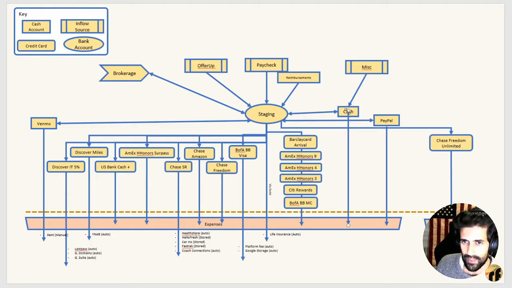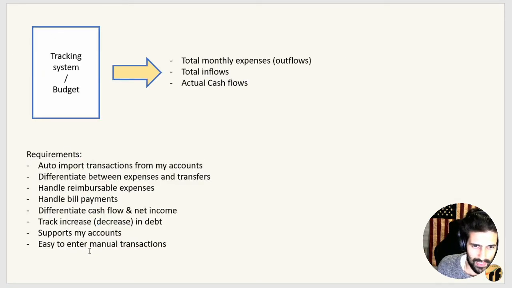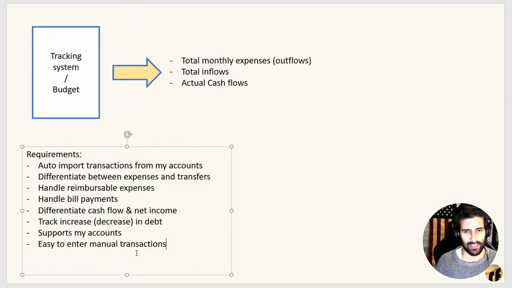So when I'm out buying stuff with cash, I want to be able to pull out my phone real quick, enter the transaction, record it and forget about it. So it has to be pretty easy to enter manual transactions on the go.